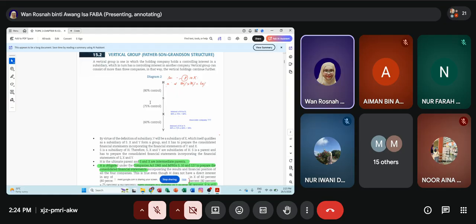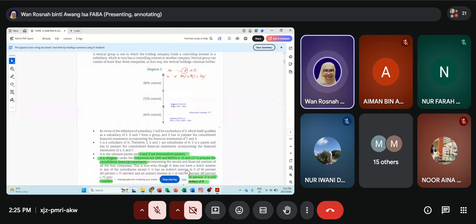So the interest of H in X would be 80% of 75%. So it becomes 60%. Still, the indirect investment in X is considered as a subsidiary.